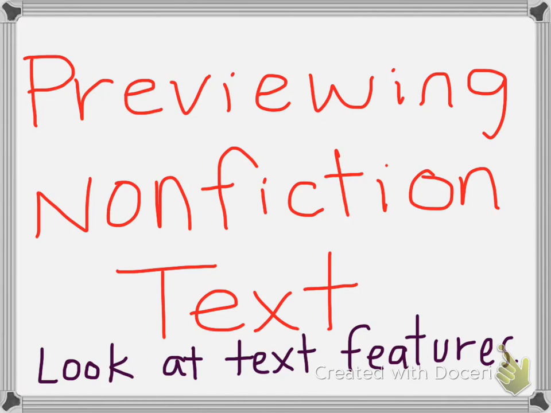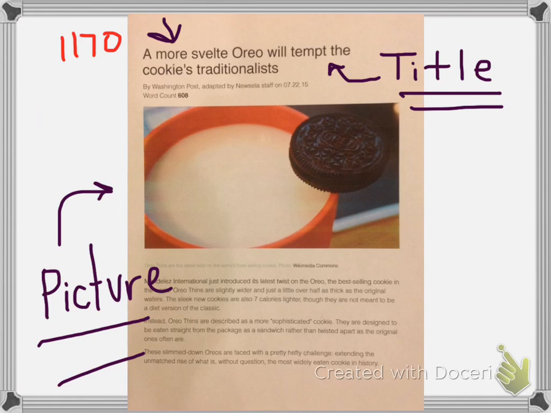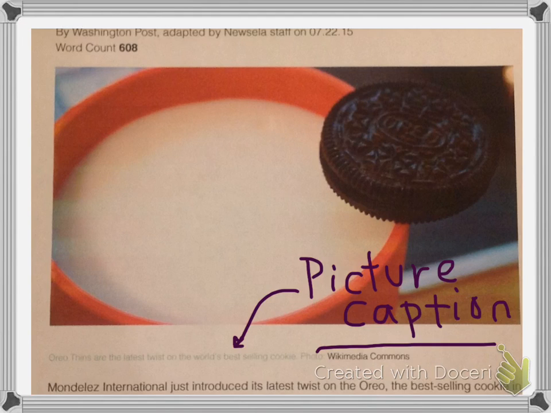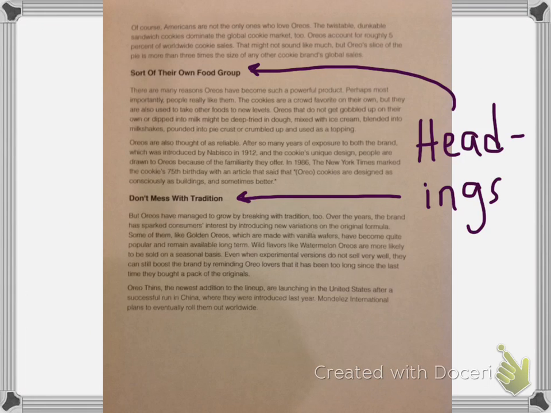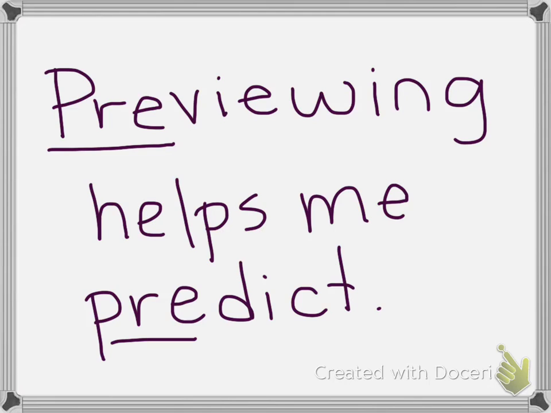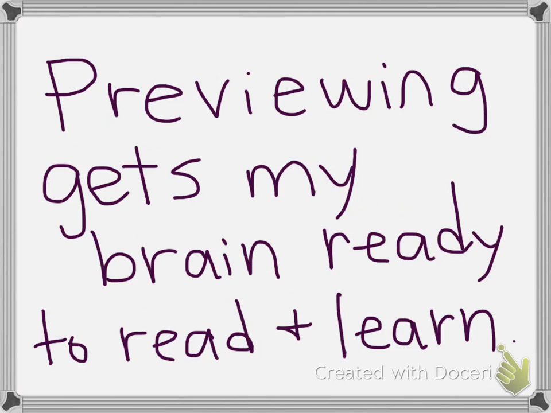So I just finished previewing this article. I looked at the text features. I looked at the title and the picture. I looked at the picture caption. I looked at the graph and tried to figure out what it meant. I looked at the headings that were telling me what every paragraph was going to be about. Now I'm ready to make a prediction and get my brain ready to read this article. Previewing helps me predict. Previewing gets my brain ready to read and learn.